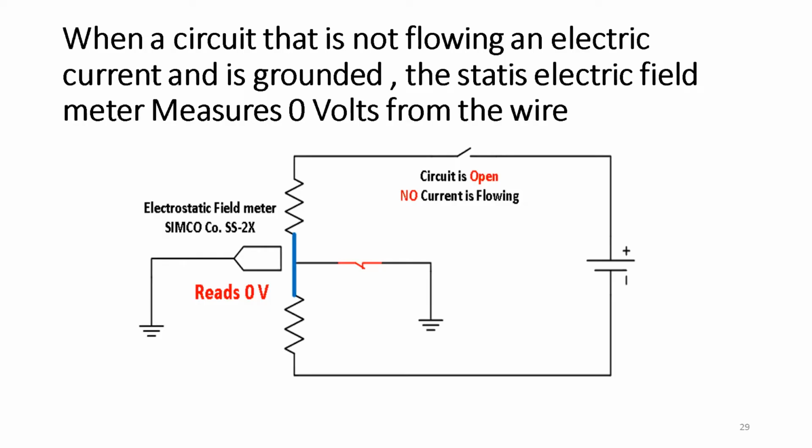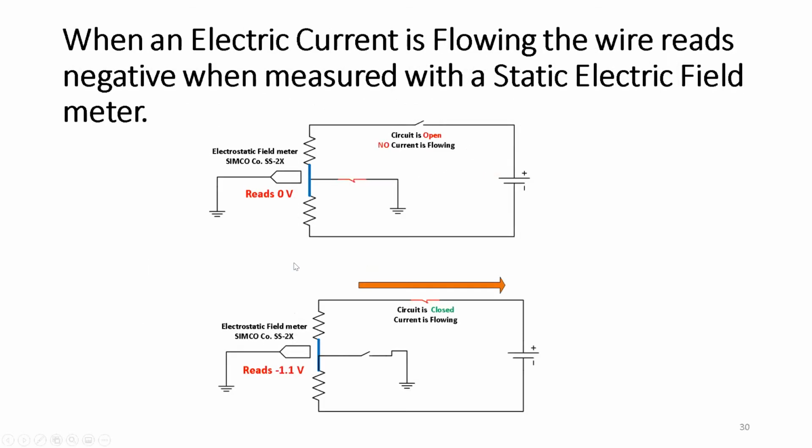So in this condition, we have 2 resistors of equal value. Then we have a little bit of copper conductor here in the blue that's set up so that the electric field meter can measure the electric field from it, which indicates the voltage on it or its potential. And when everything's all grounded, it reads 0. And we have no current flowing through it. So the experiment is when we allow current to flow through a wire, the wire reads negative when measured with a static electric field meter, as predicted by physics.